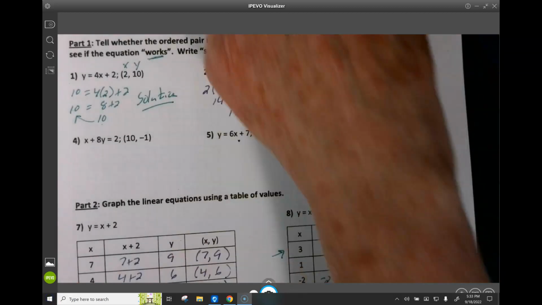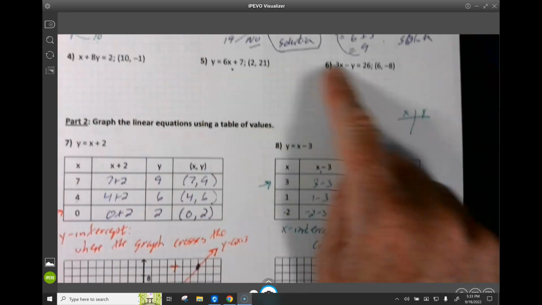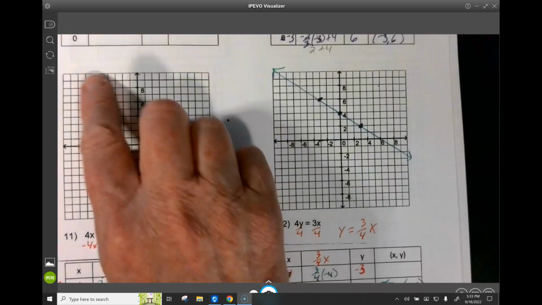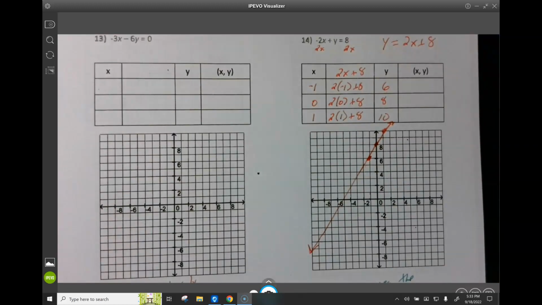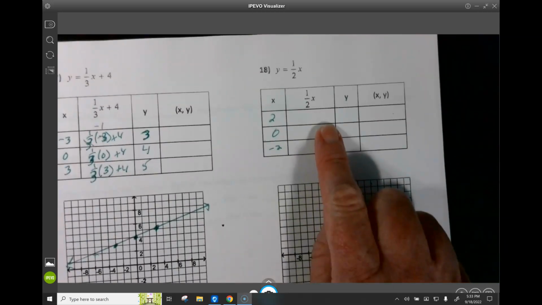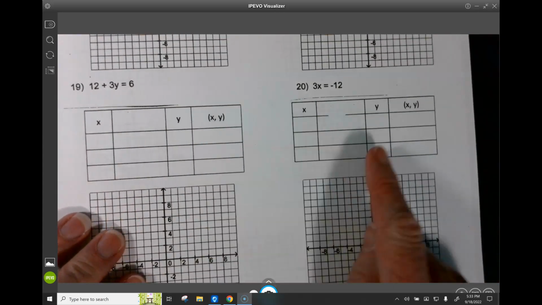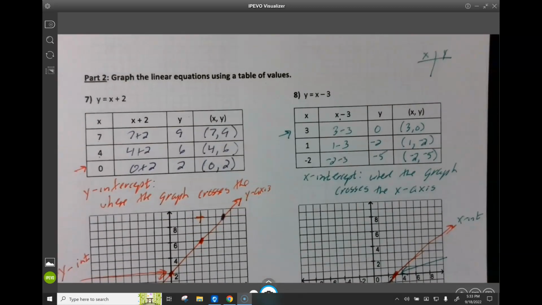Okay, so what I want you to do now is I want you to finish for homework. You're going to finish off all the problems that we haven't done yet. So it looks like 4, 5, and 6. 9 is not done. 13 is not done. 18 is not done. 19 and 20. Okay, so that's what you're going to be doing for homework in that section.